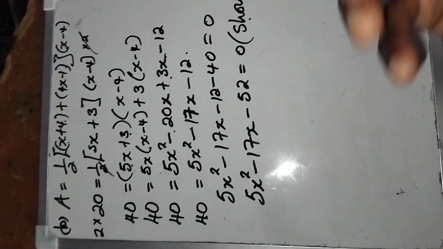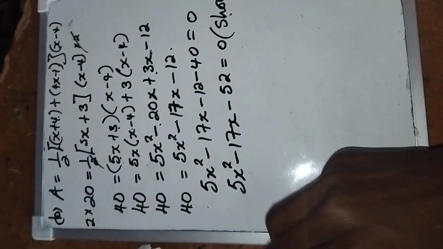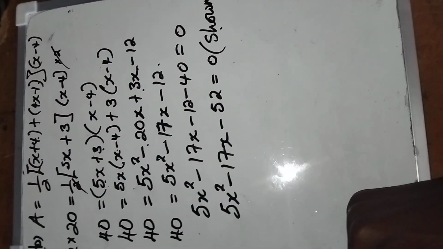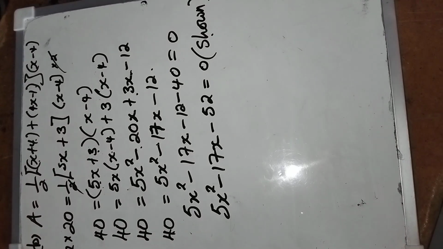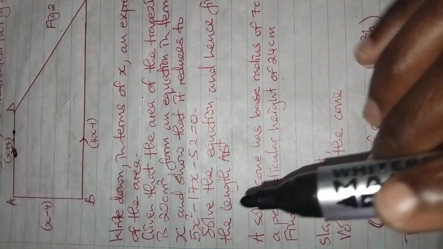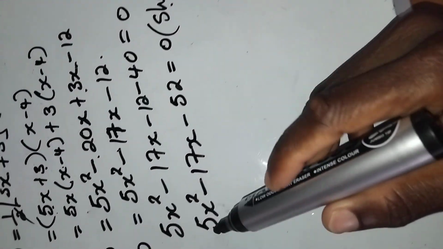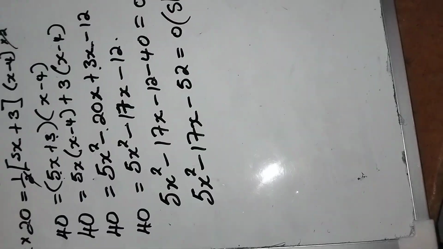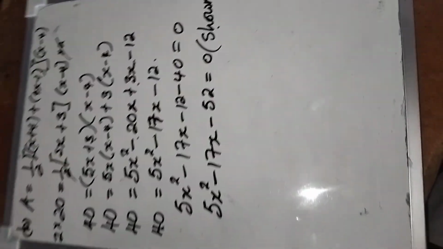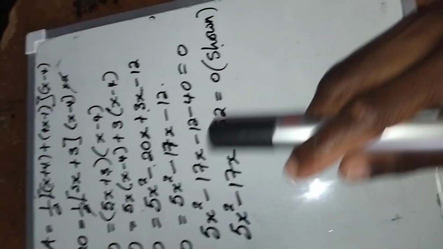So the first thing is to know the formula of the shape, then also apply the other things. Then part C, solve the equation and hence find the length of AB. First check whether your equation has factors. If it has no factors like this, we are going to use the quadratic formula to find the values of x. So we use the quadratic formula.